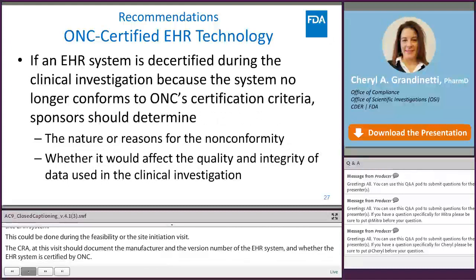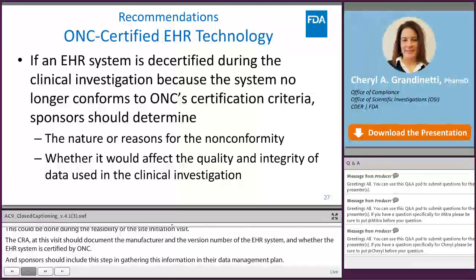If an EHR system is decertified during the course of a clinical trial, because that system no longer conforms to ONC's certification criteria, sponsors should determine the nature or reason for the nonconformity and determine whether it would affect the quality and integrity of the data used in the clinical investigation.